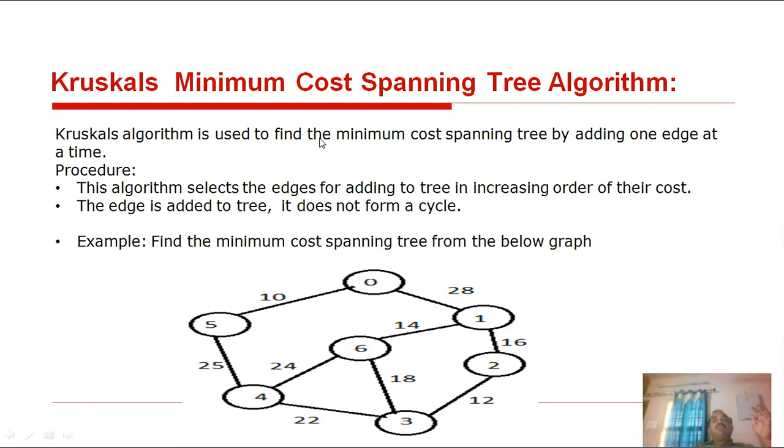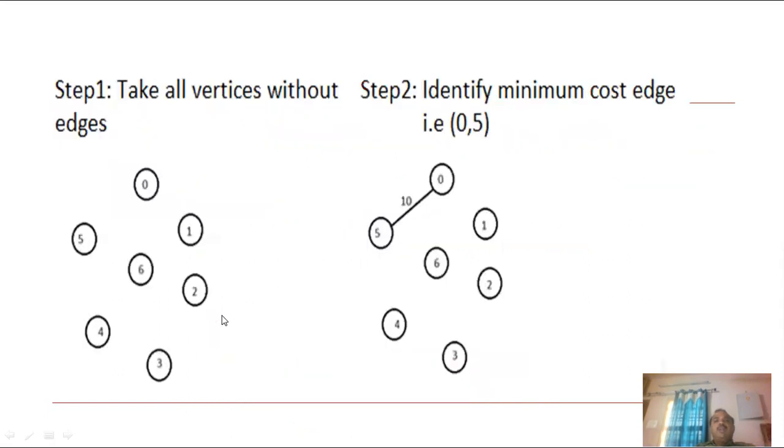Kruskal's algorithm is used to find the minimum cost spanning tree by adding one edge at a time. Procedure: this algorithm selects the edges to add to the tree in increasing order of their cost. Here the lowest is 10. So the first one is 10.